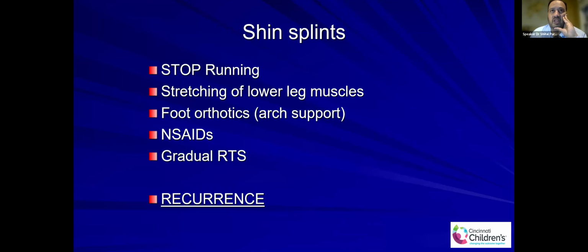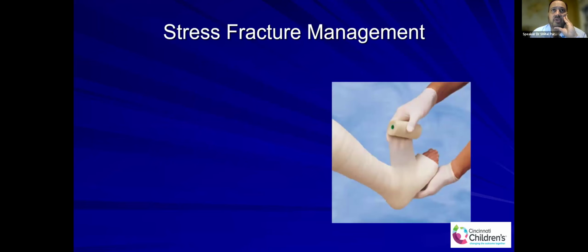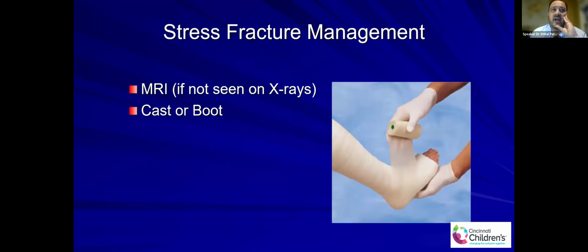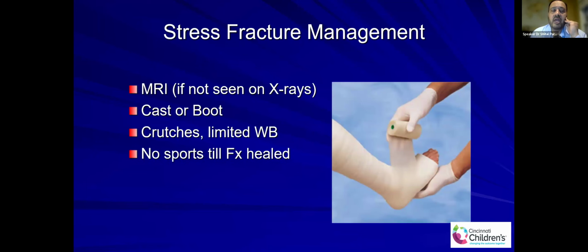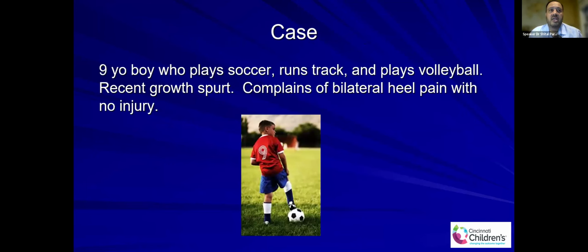And there could be recurrences as well, so you need to have a gradual return to sports program. Whereas for stress fracture management, you need to shut them down completely. That means you either use a cast or a boot. You can use crutches if they're limping, or if there's more pain, limited weight bearing. No sports till the fracture is healed.